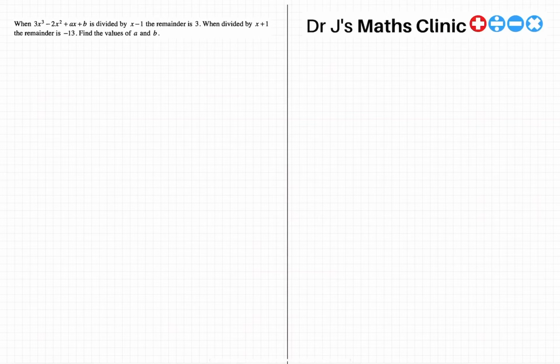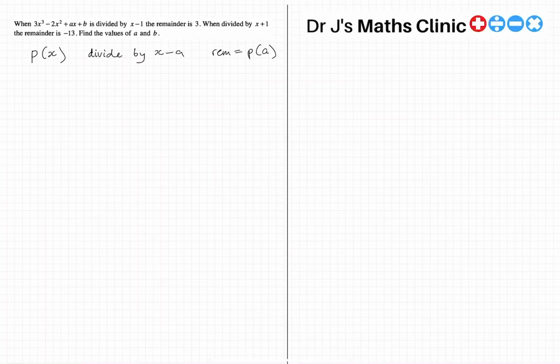So let's just remind ourselves what the remainder theorem says. The remainder theorem says if you have a polynomial p of x and you divide by x minus a, then the remainder will equal p of a. You substitute a into the polynomial and that gives you the remainder.